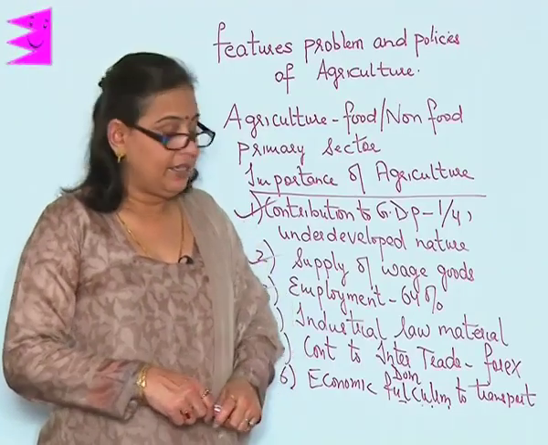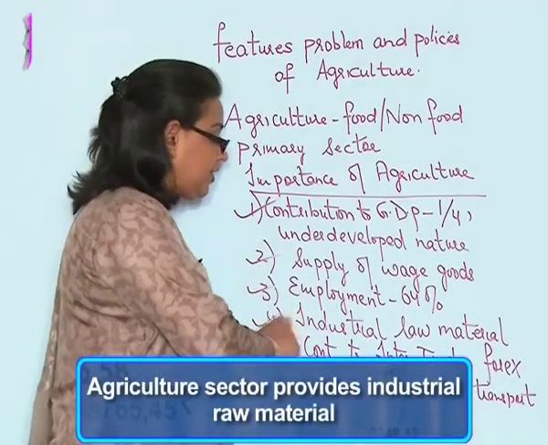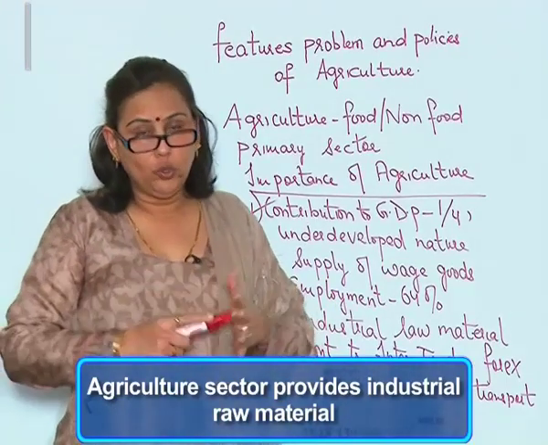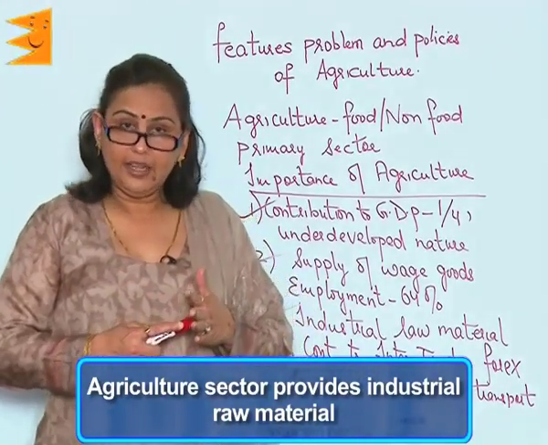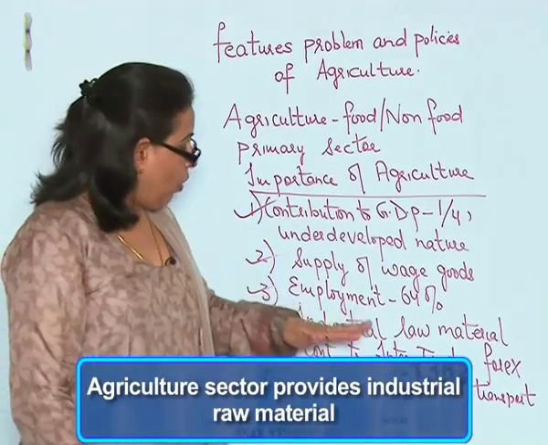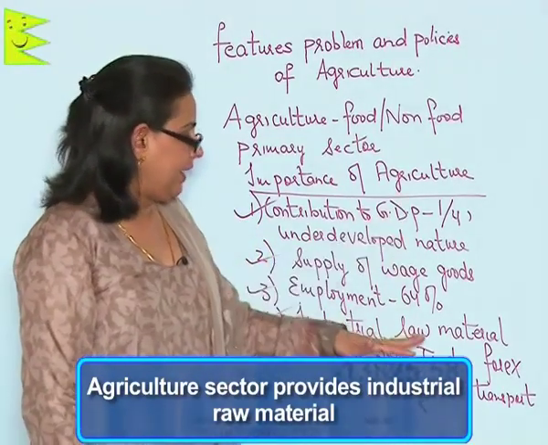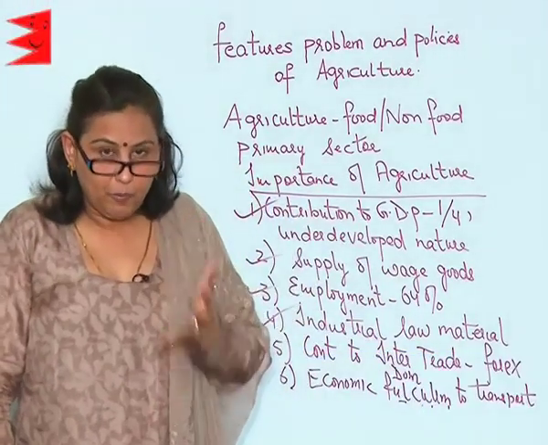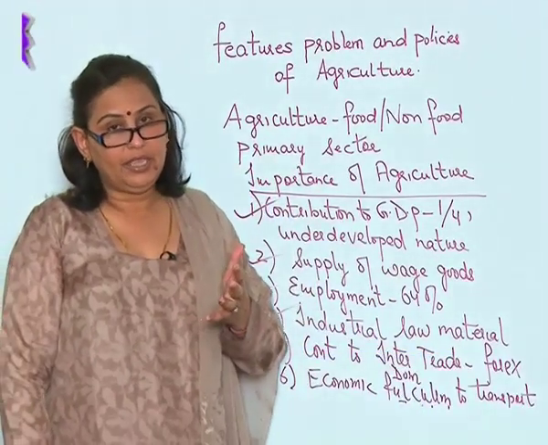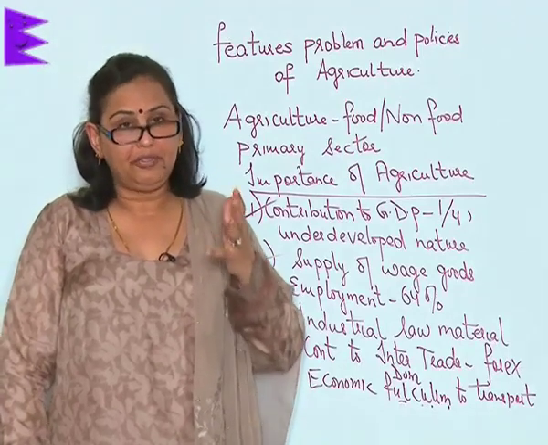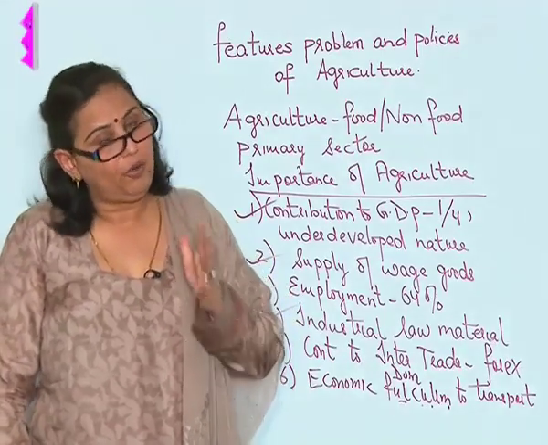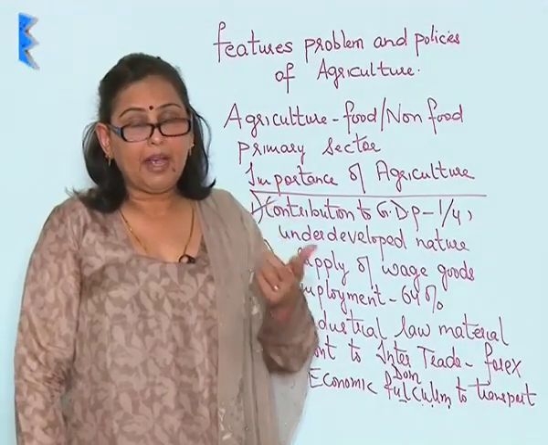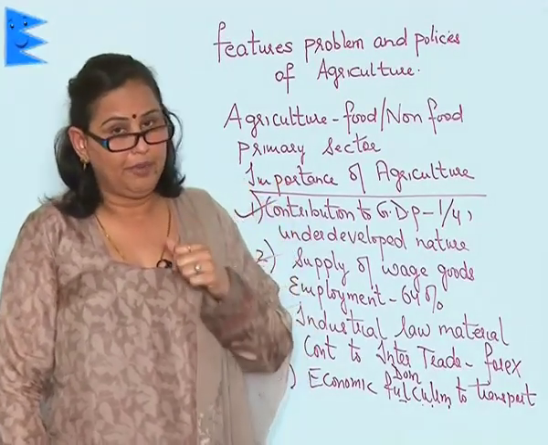The next feature is that it provides industrial raw material. Whether it is cotton, jute, oil seeds and so on, it is all provided by the agricultural sector. So, the raw material which is provided to the industries is the contribution of the agricultural sector of India. So, again as I said, it is the backbone of the Indian economy.